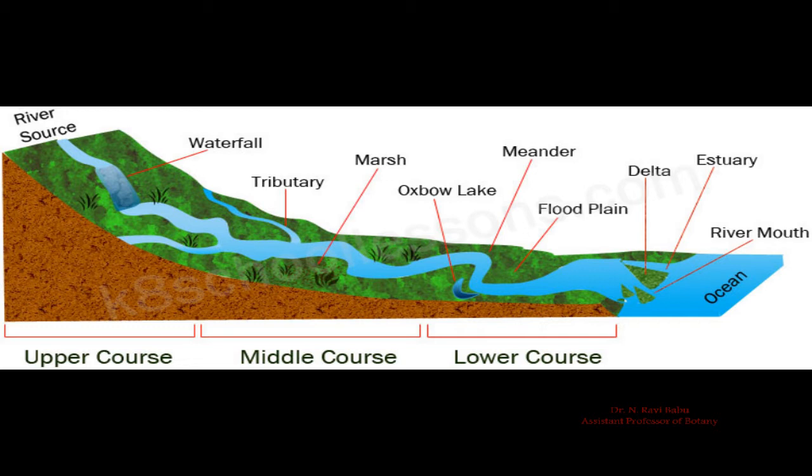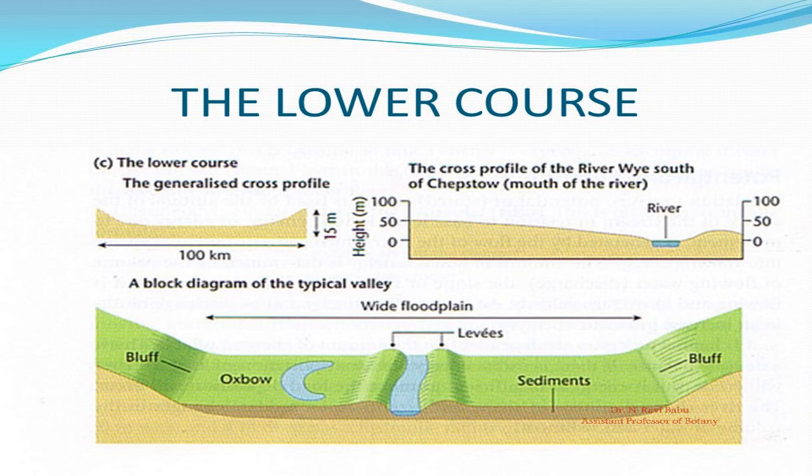Large sheets of materials are deposited on the level plain and may split the river into several complicated channels so that it can be described as a braided stream. Some of the major plain course features are the following, right? First of all, let us take up the floodplains, dear friends.